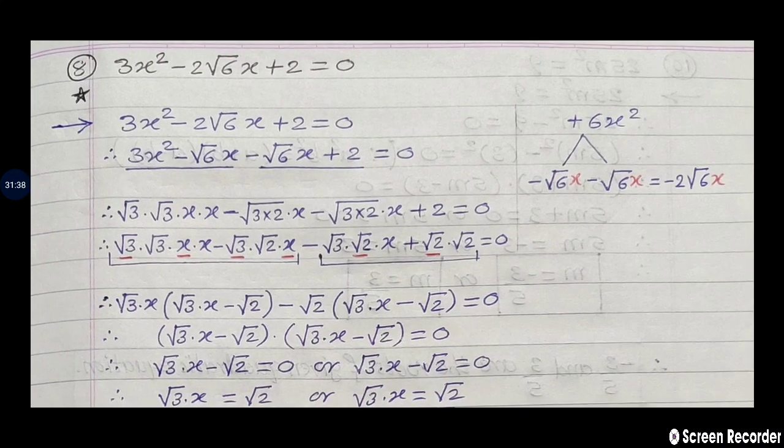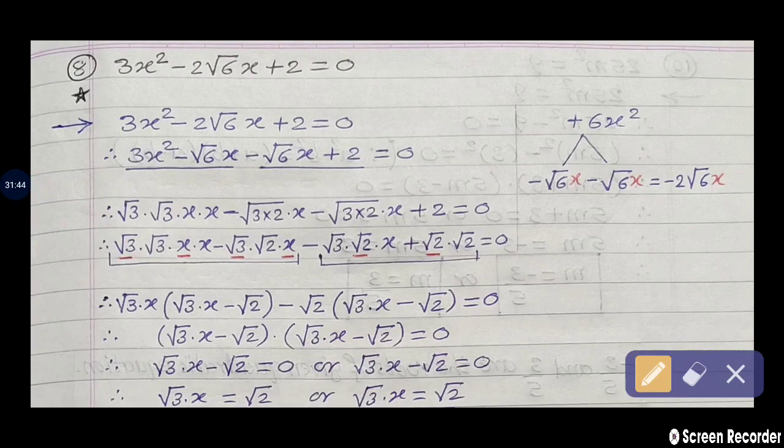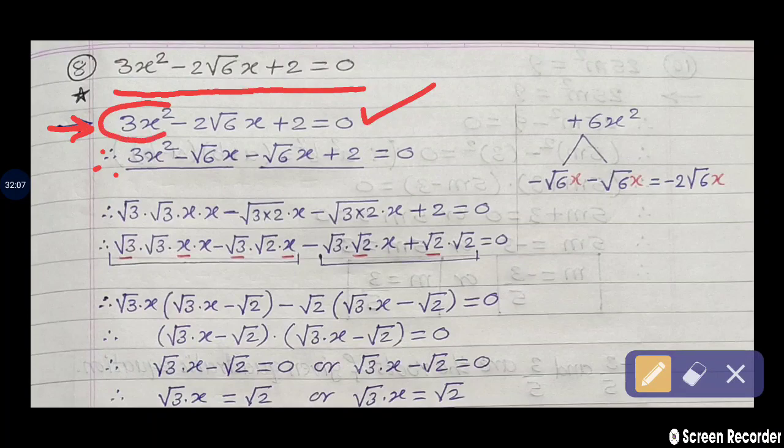Now example number 8. This is a special example, the particular example given in the textbook exercise or practice set 2.2. What is this? 3x square minus 2 root 6x plus 2 equal to 0. So answer. In the first step, we write the question as it is. Now as per the rule, what is the product required? First term and third term multiplied.